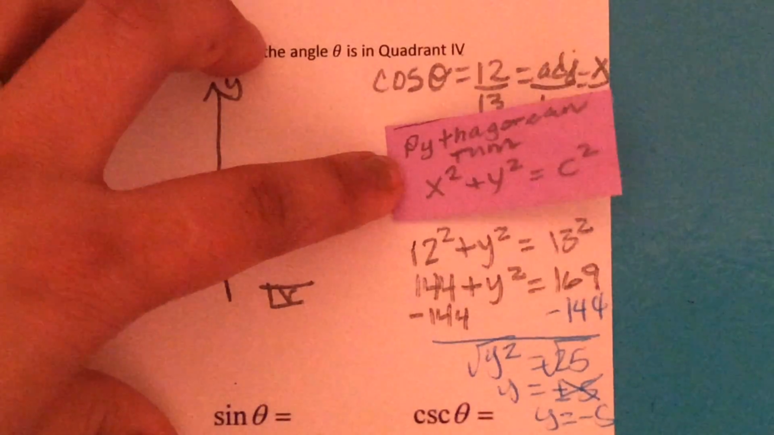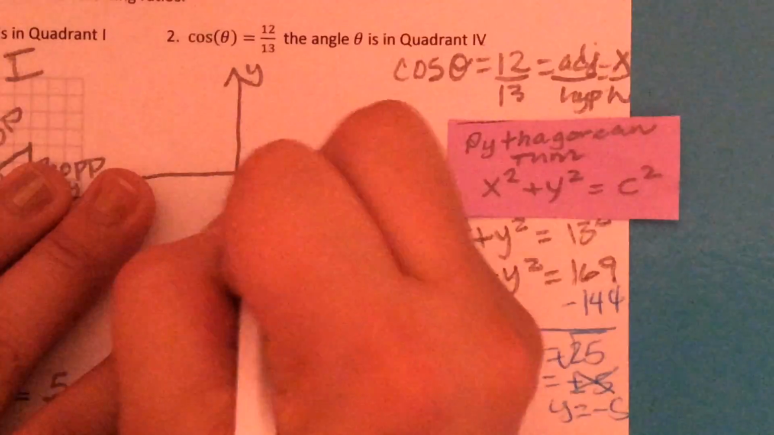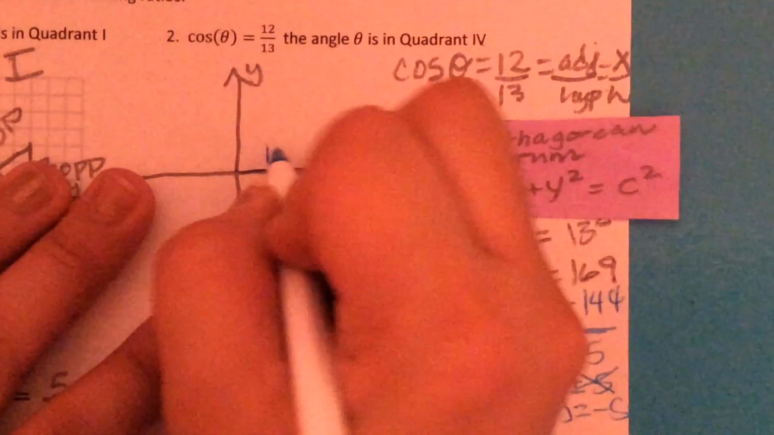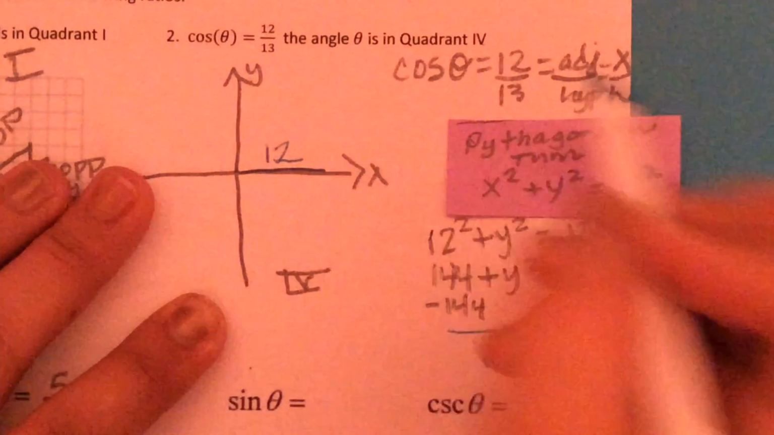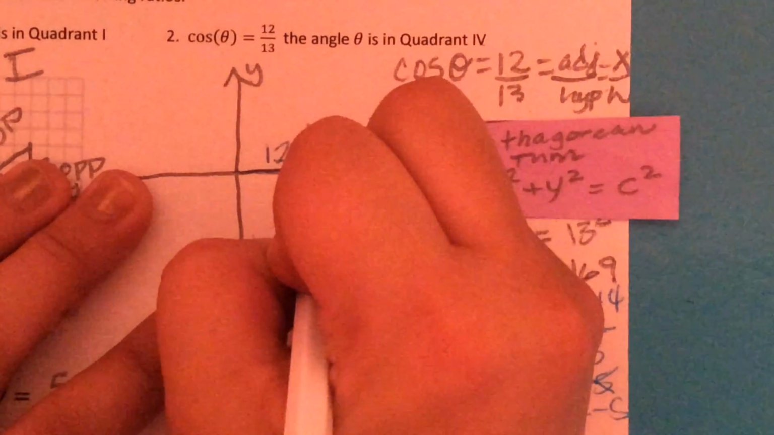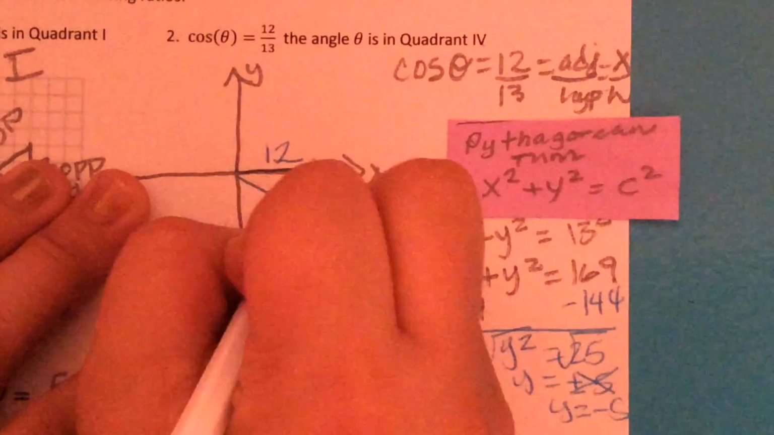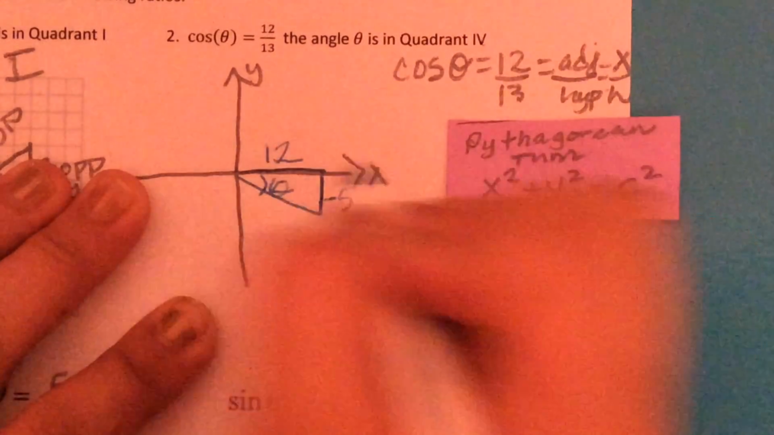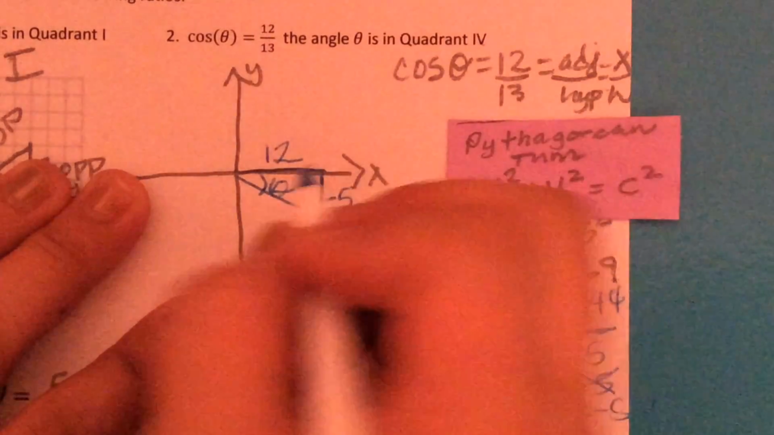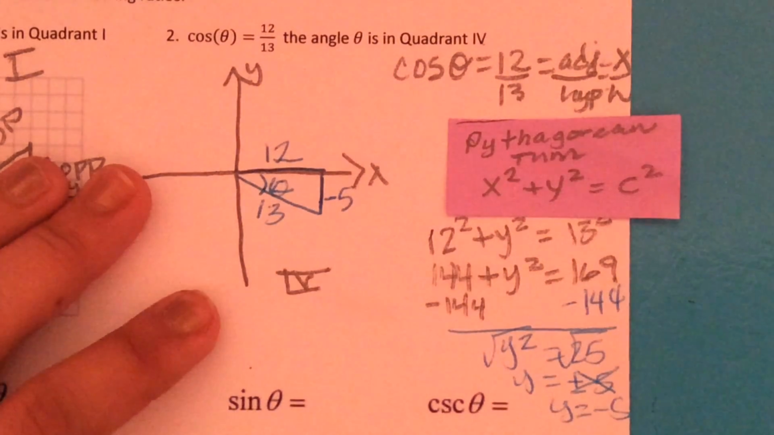Okay? So then over here, we're going to draw this. We know that this is 12. So that's 12, because that's the x value. And then this over here is negative 5. And then you draw your hypotenuse. That's your theta. And the hypotenuse is always positive. That's 13. So then that's how you draw your triangle.